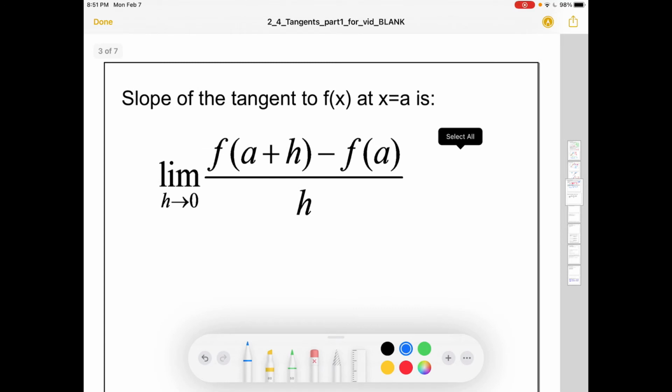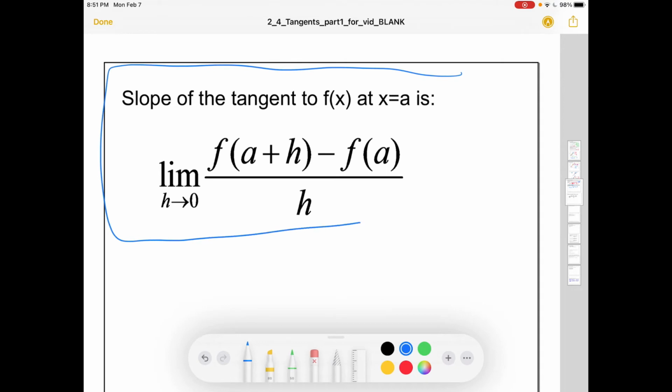It's important enough that I'm going to put it right here again. This is the big deal here. The slope of the tangent at x equals a is f of a plus h minus f of a over h, and we take the limit as h goes to 0. So we make the points infinitely close together, or the gap between them infinitesimally small.